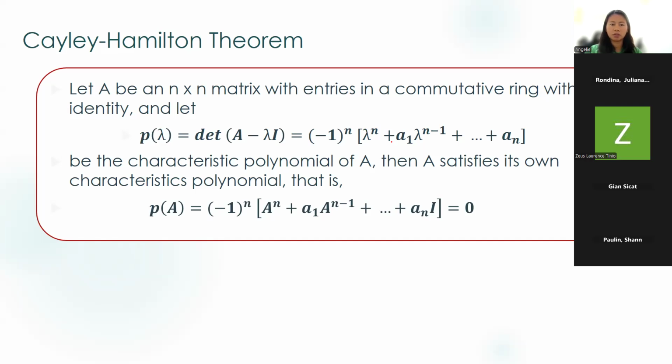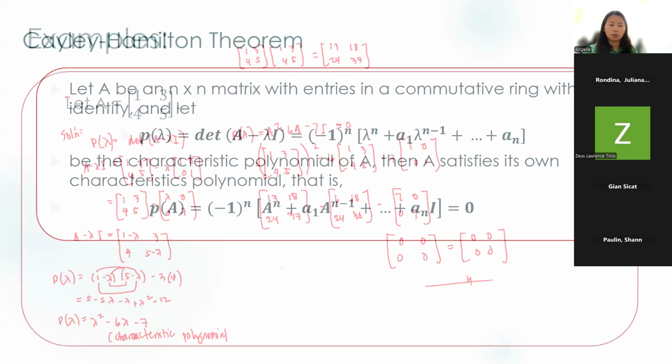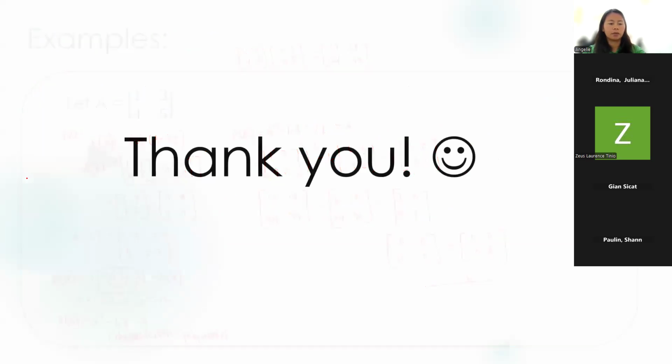So I think I already mentioned this earlier. So what we're going to do is prove that A satisfies its own characteristic polynomial. So from this equation, we replace all our lambda here with A. As you can see, we have P of A equals the same as this. So all our lambda will be replaced with A. So meaning this A satisfies its own characteristic polynomial. So for a start, right?